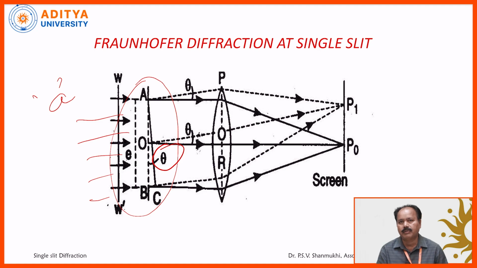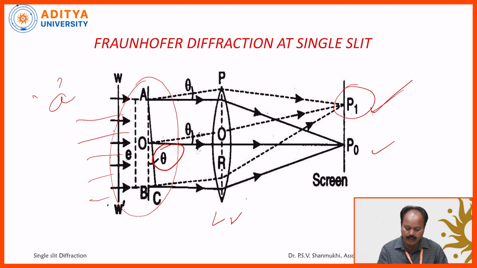In the case of Fraunhofer diffraction, we need the lens L, or here it is L2. In between the slit and the screen, one lens is introduced. Because of the lens, the light rays are focused at the point, say P1. If there is no bending of light, we get the image at the point P. Because of the bending of light, we get the image at the point P1.